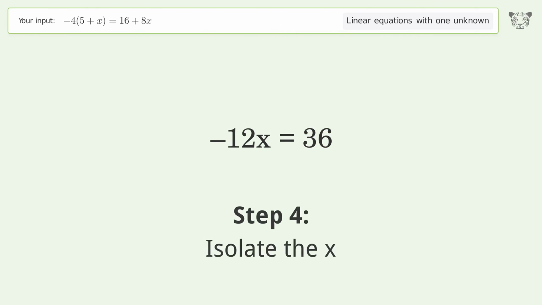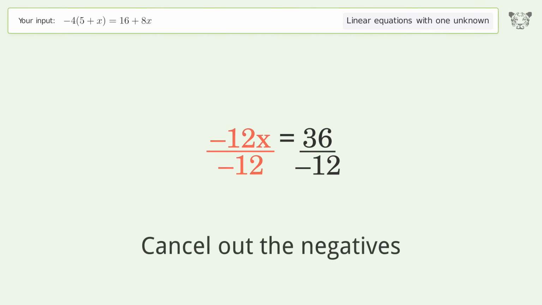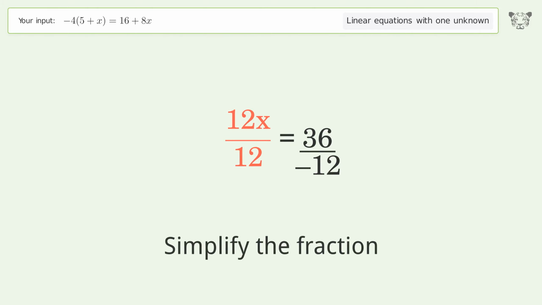Isolate the x. Divide both sides by -12. Cancel out the negatives. Simplify the fraction.